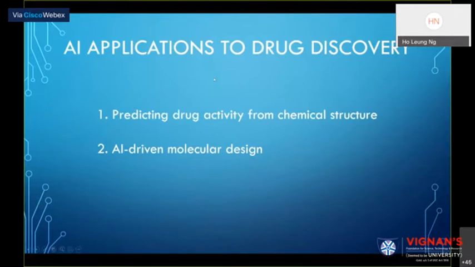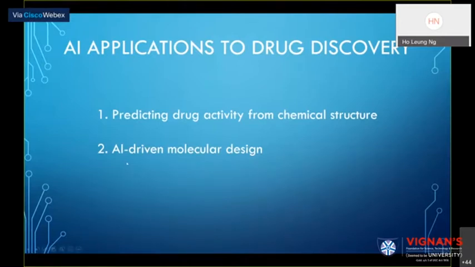There are two main AI applications to drug discovery. One is predicting drug activity from chemical structure. This turns out to be a very hard problem that people have been working on for decades. It is a problem that is rather simply stated: here's a chemical structure. Can you tell me whether it would be effective as an inhibitor against M-pro protease, for example? It turns out that this is quite hard, especially if you want to get quantitative results, such as to actually predict the inhibition constant or the free energy of binding.